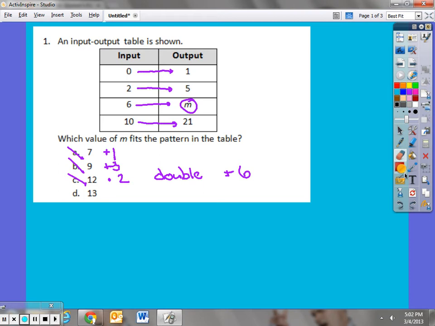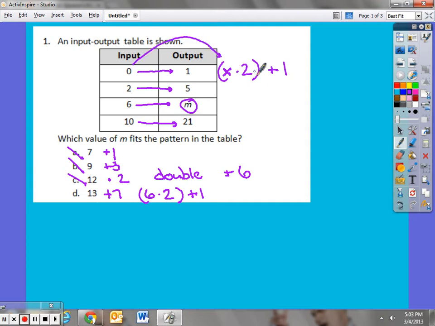What can I do to 6 to make it 13? Well, I can add 7. Okay, but that's not going to work. How else can I get 6 to become 13? Well, if I double 6, 6 times 2 does give me 12. And how can I get from 12 to 13? Well, I can add 1. So let's try the input, which we'll call the x value. We'll multiply that by 2, and then we'll add 1 to it and see if we can get the output number. So let's substitute in 0 here.